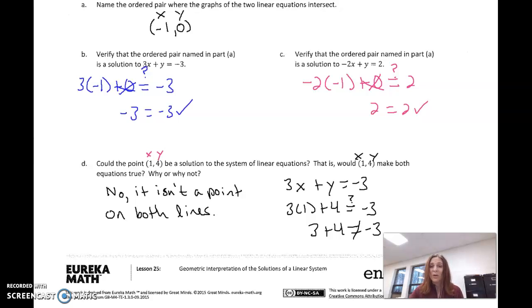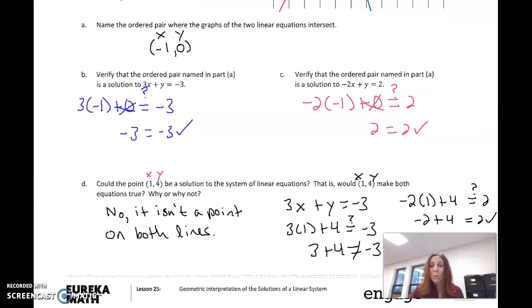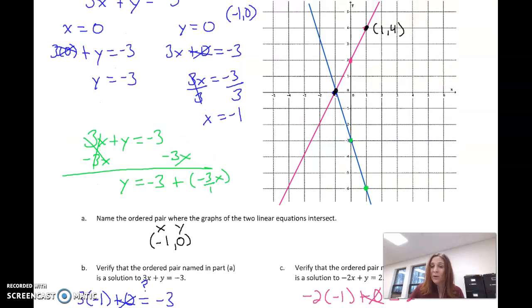Okay, so even though it would make this equation true, and I could prove that real quick, I could say negative 2 times 1 plus 4, does that equal 2? Just plug it into this equation. Well, is negative 2 plus 4, sorry, I threw that extra parenthesis in there. Negative 2 plus 4, that equals 2, so that checks. But to be a solution to a system, you can't just make one of the equations true, you have to make both of them true. And if you make both of them true on a graph, that point will occur on both lines.